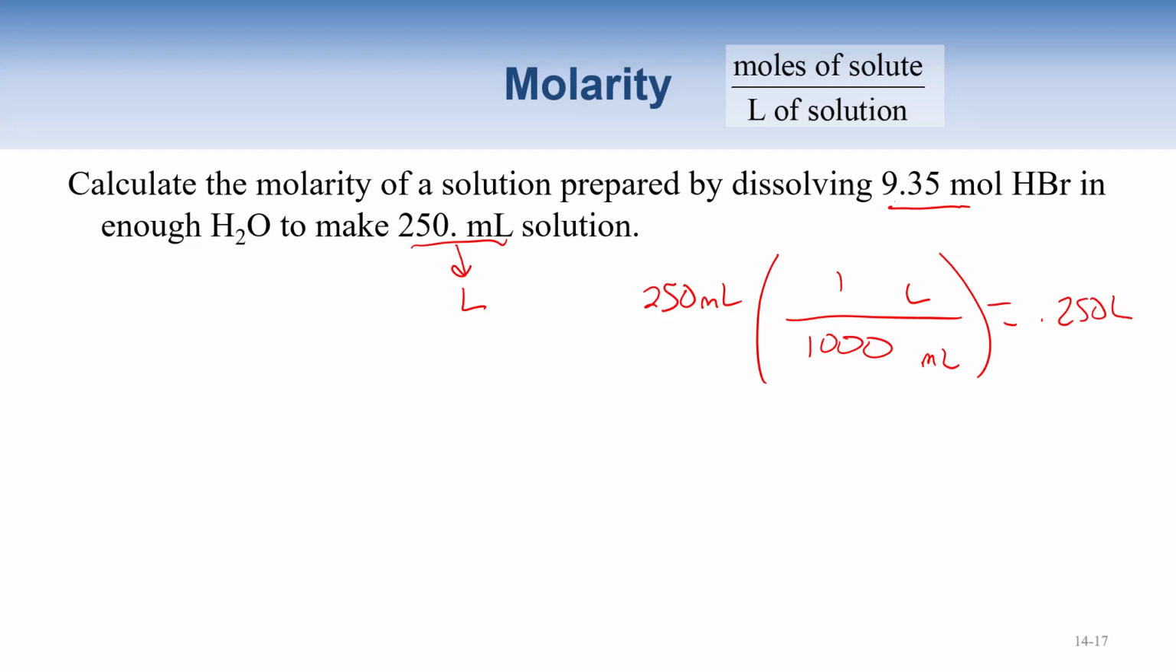Now we can put it into the equation. 9.35 moles divided by 0.25 liters. 9.35 divided by 0.25, 37.4. And capital M.